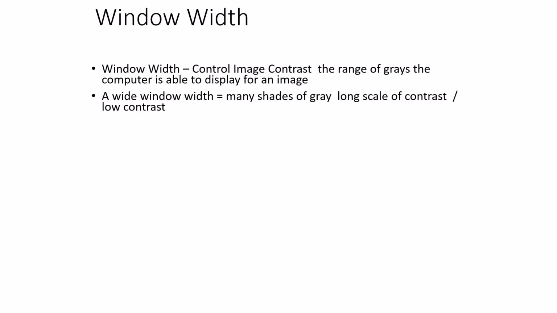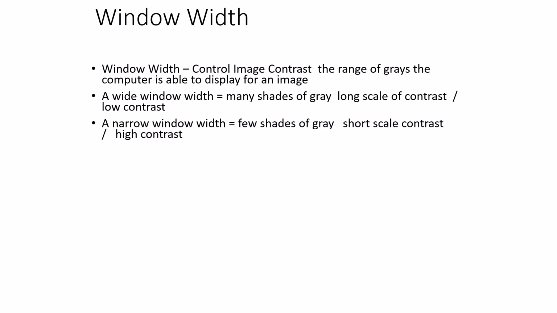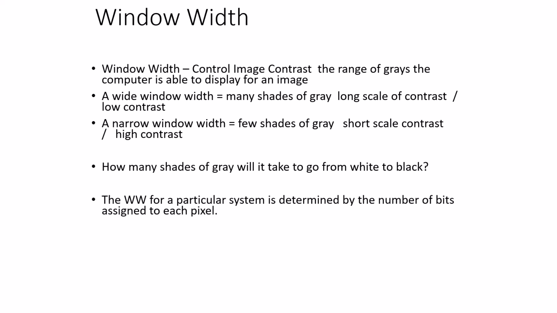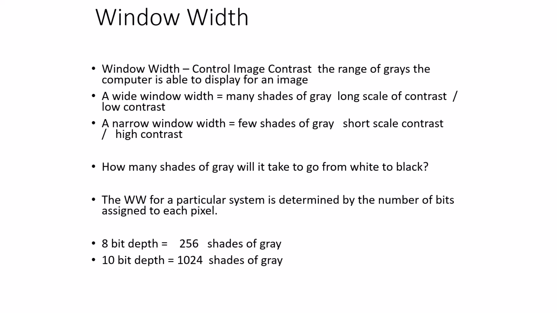The window width is the control of the contrast or the range of grays the computer is able to display for an image. A wide window width gives us many shades of gray, a long scale contrast, whereas a narrow window gives us high contrast. Remember, most digital images are 10 bits or greater.